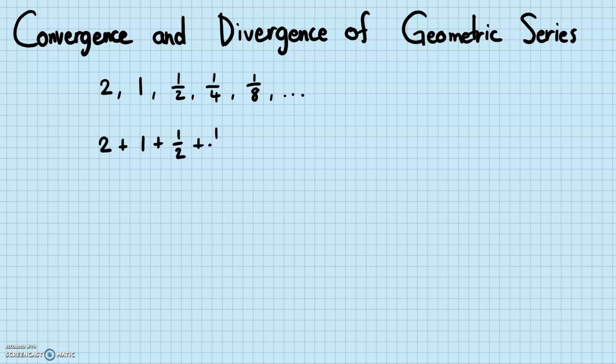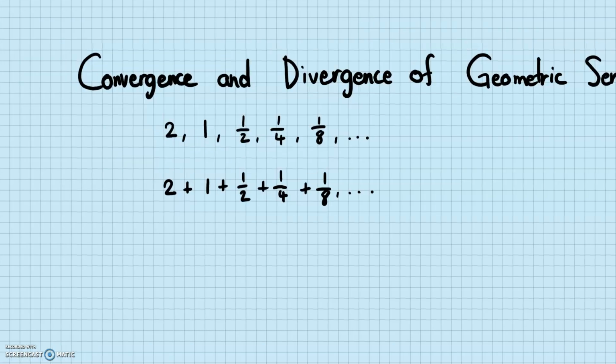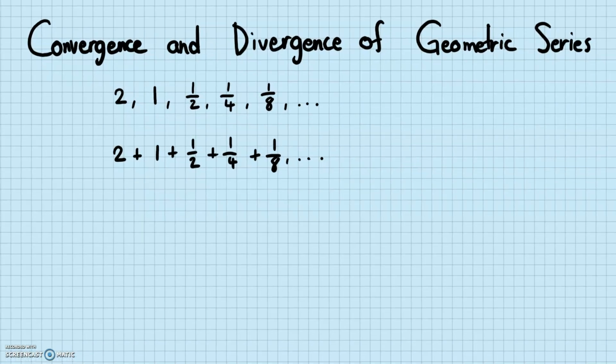If you add all the numbers together, is there a point where you'll actually reach a number and not get any bigger? Now, you would think that there can't be a limit for this one, because if you keep adding numbers, it's going to get bigger, right? But actually, it turns out that there is a limit for this sum.